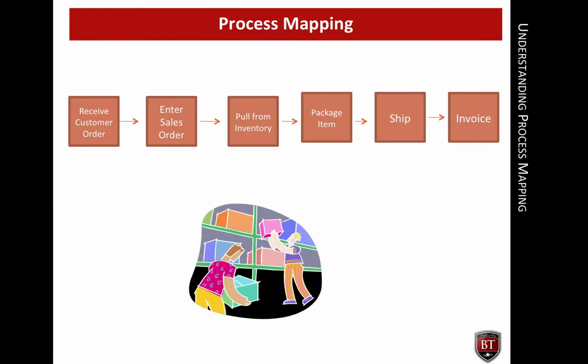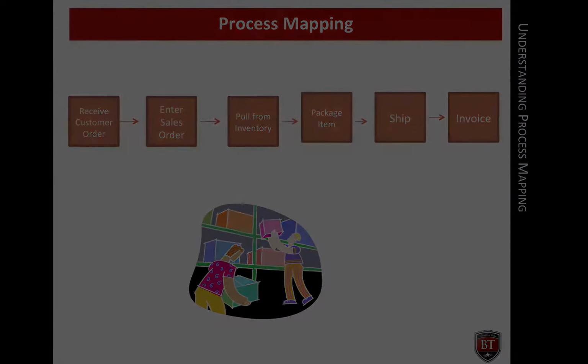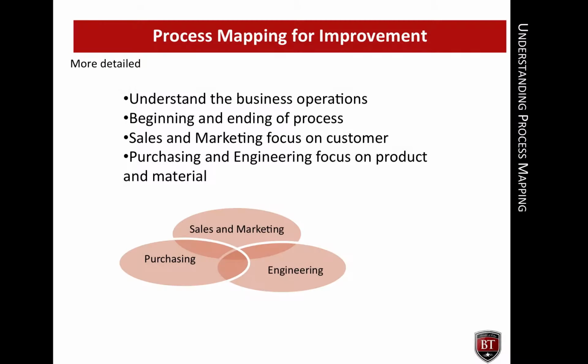Not every process map is detailed. It could be as simple as defining an order process such as the one shown on this slide. However, developing a process map to understand or improve your supply chain is usually more detailed. There must be a thorough understanding of how your business operates. Knowing where the process begins and ends is critical, including understanding where your finished product is used and what the customer finally sees.